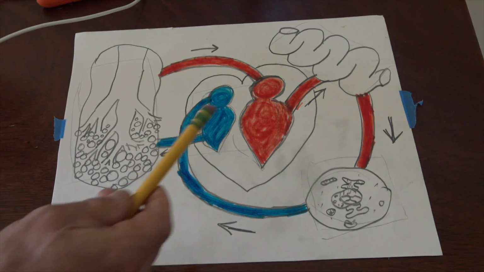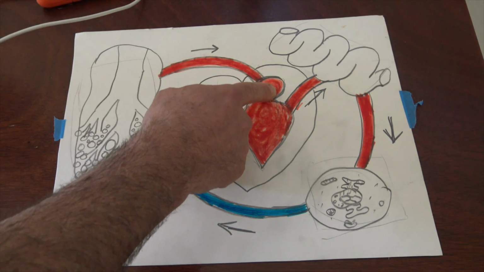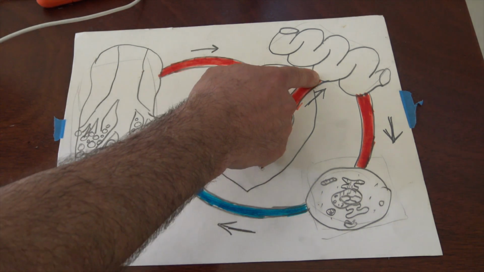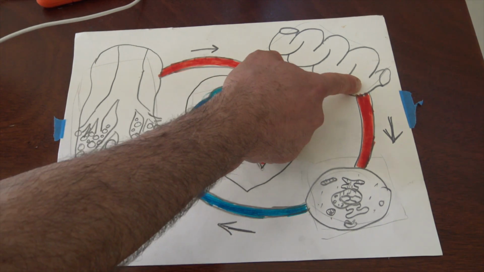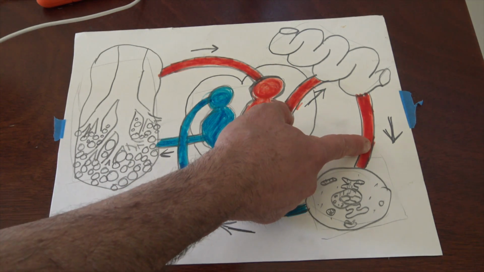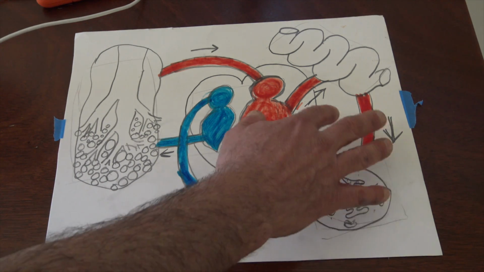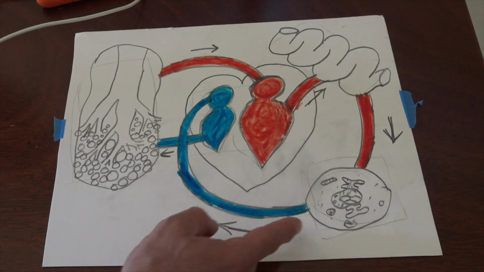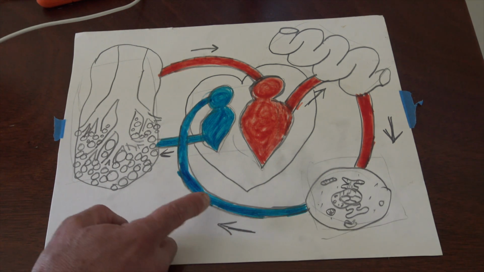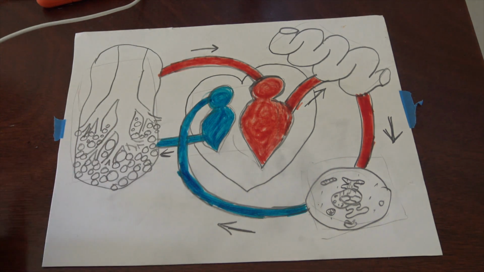So we have our oxygenated blood at the lungs. It's red coming back to the heart. The heart pumps it out to the whole body. It comes out to the intestines. It picks up the nutrients, passes the nutrients and the oxygen down to the cell. The cell burns the food, uses up the oxygen, releases CO2, and now the blood changes from red to blue. And now the blue blood is pumped back to the heart, out to the lungs to pick up the oxygen and release CO2.